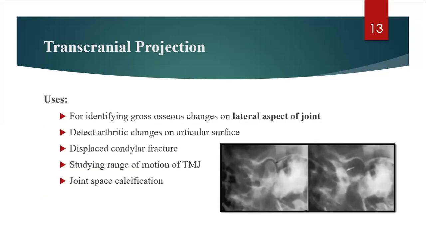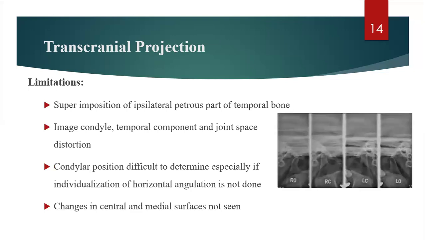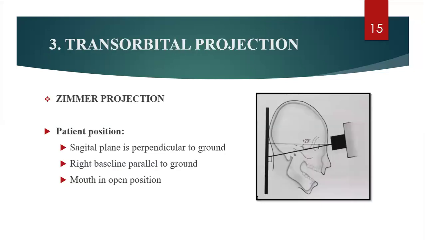So the main use of transcranial projection is for identifying any gross osseous change on the lateral aspect of the temporomandibular joint and also other uses like detecting any arthritic change on the articular surface, joint space calcification, etc. The limitation of transcranial projection is the superimposition of the same side petrous part of the temporal bone. Also, changes in the central and medial aspect of the TMJ cannot be viewed. Only the lateral aspect can be viewed.